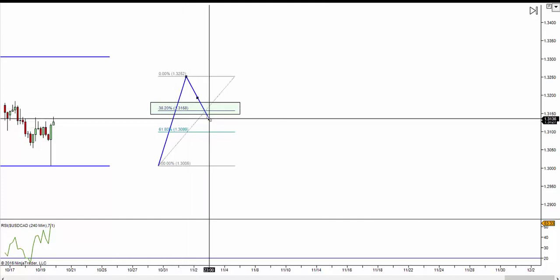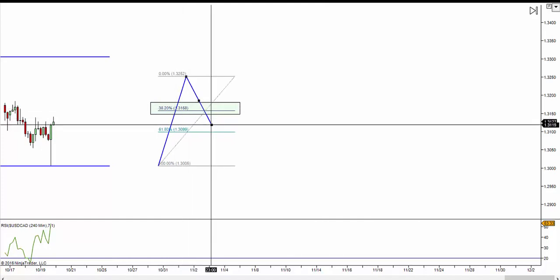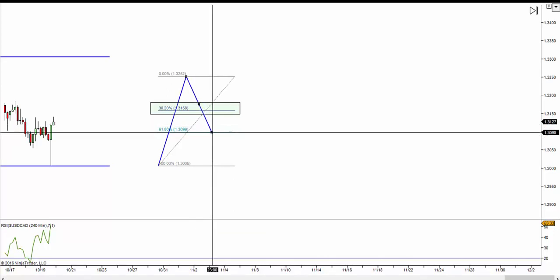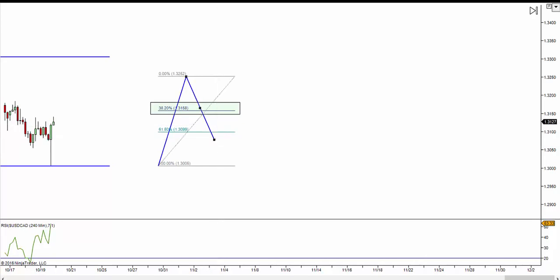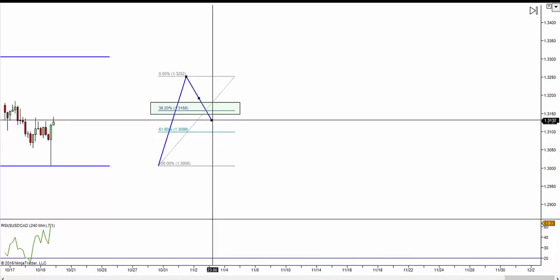Price can come down to hit the 50%, if you use that a lot, no problem. It can also come down and touch the 61.8, not a problem. What it can't do is close below the 61.8 retracement level. You can come down, touch it, but you need the candle to suck back up above that level.